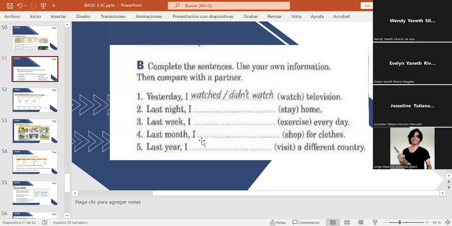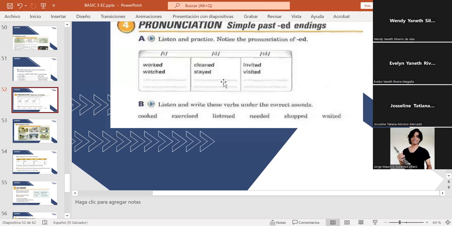Wendy Annette, number four. Okay, Evelyn Janet, four. Last month, I shop for clothes. Okay, and Jocelyn, number five. Last year, I visited a different country. I visited a different country. Okay, thank you. Let's go to the next exercise.